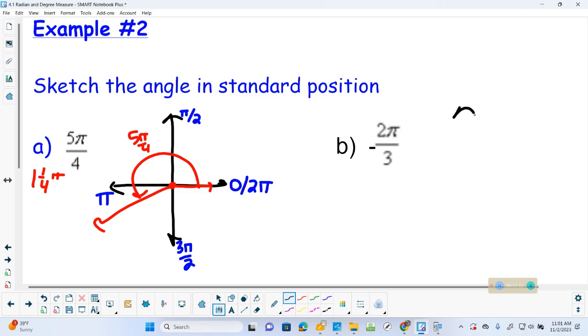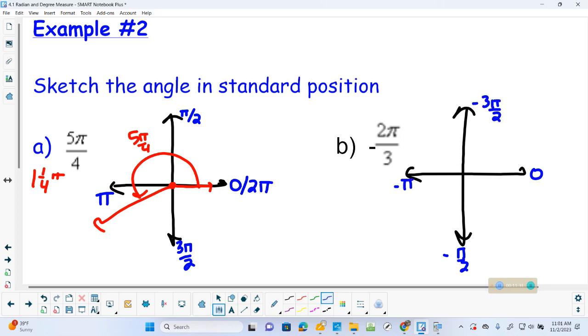All right, negative 2/3 pi. Now again, same spiel. It's going to ask you on any quiz or test to label the axes. So I'm going to label every time today. Negative, we're going to rotate clockwise or down. So I'm going to subtract half pi. Subtract another half, and a full circle.